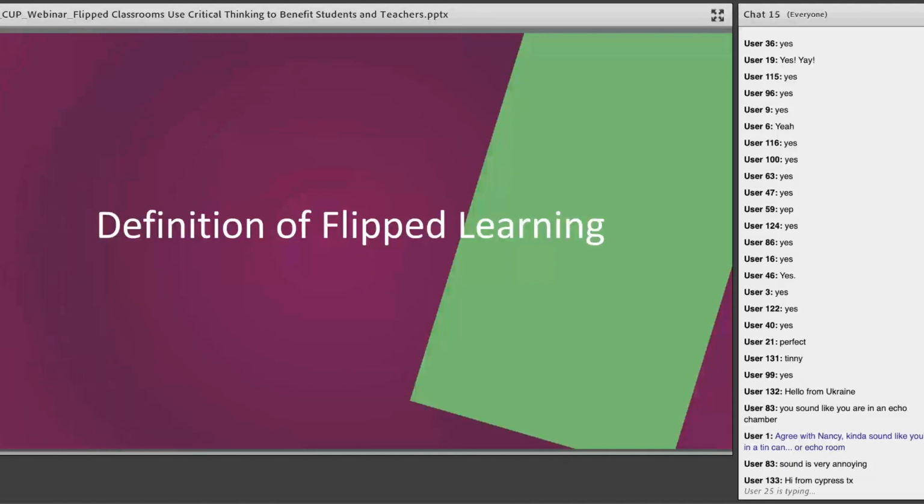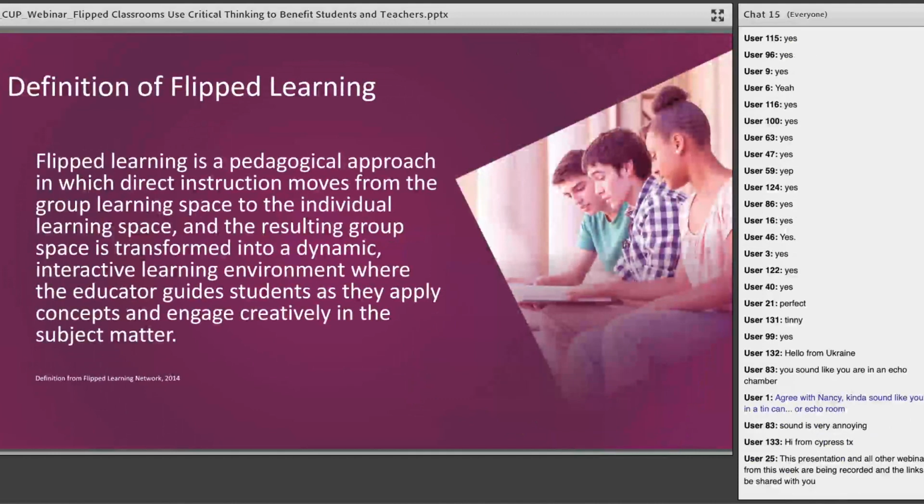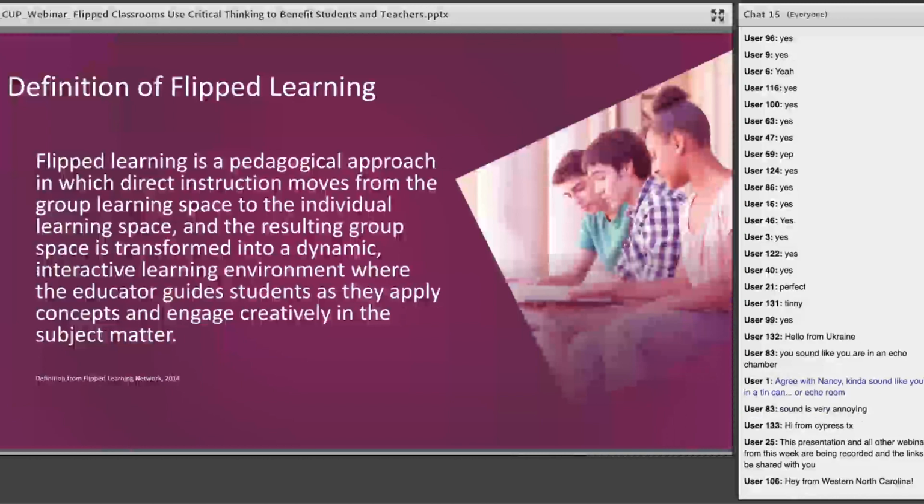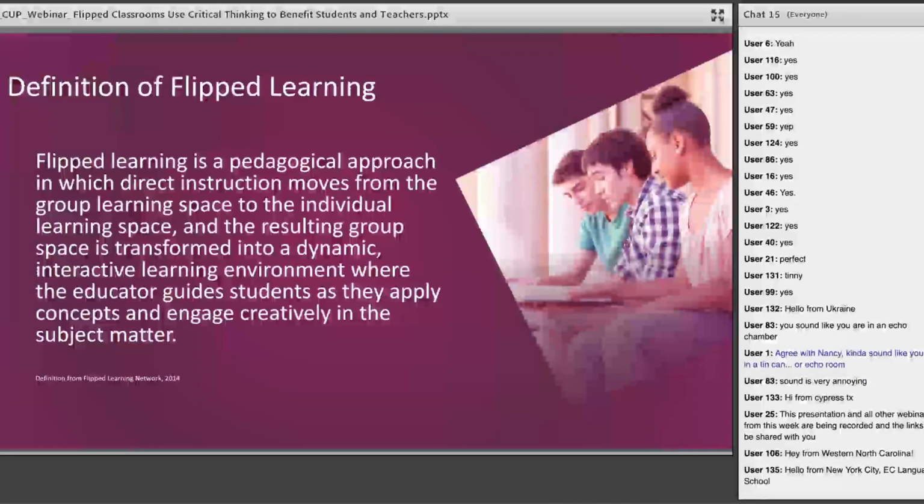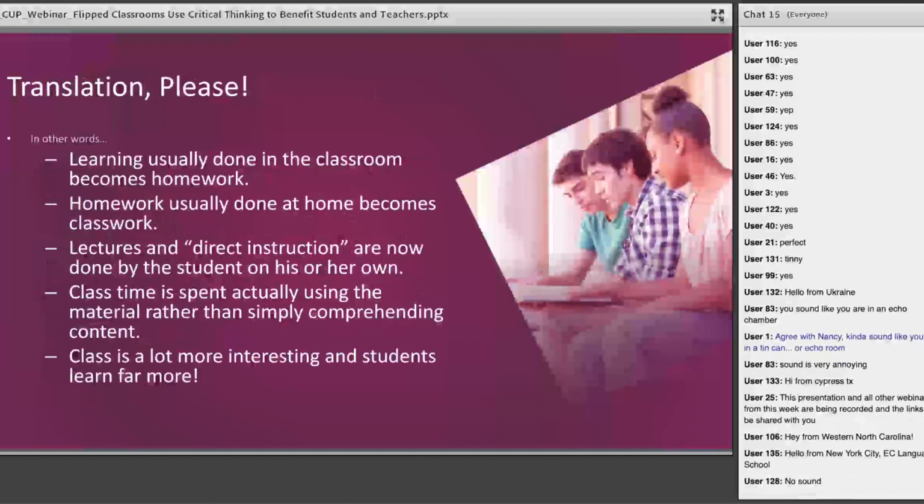So the definition I'm going to share with you comes from the Flipped Learning Network. And they define flipped learning as a pedagogical approach in which direct instruction moves from the group learning space to the individual learning space. And the resulting group space is then transformed into a dynamic, interactive learning environment where the educator guides students as they apply concepts and engage creatively in the subject matter. That is a little difficult to wade through.